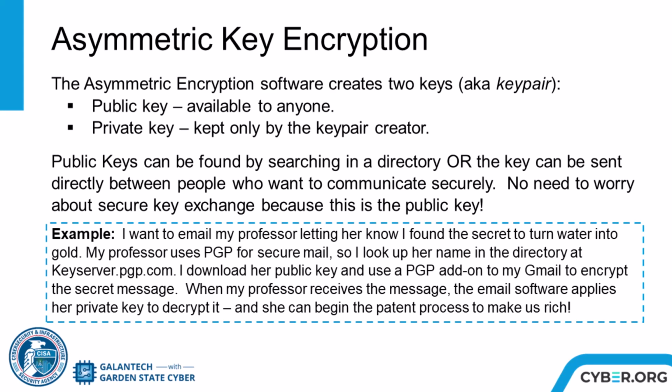This is an example to help you better understand how this works. I want to email my professor letting her know I found the secret to turn water into gold. My professor uses PGP for secure mail. So I look up her name in the directory at keyserver.pgp.com. I download her public key and use a PGP add-on to my Gmail to encrypt the secret message. When my professor receives the message, the email software applies her private key to decrypt it, and she can begin the patent process to make us rich.